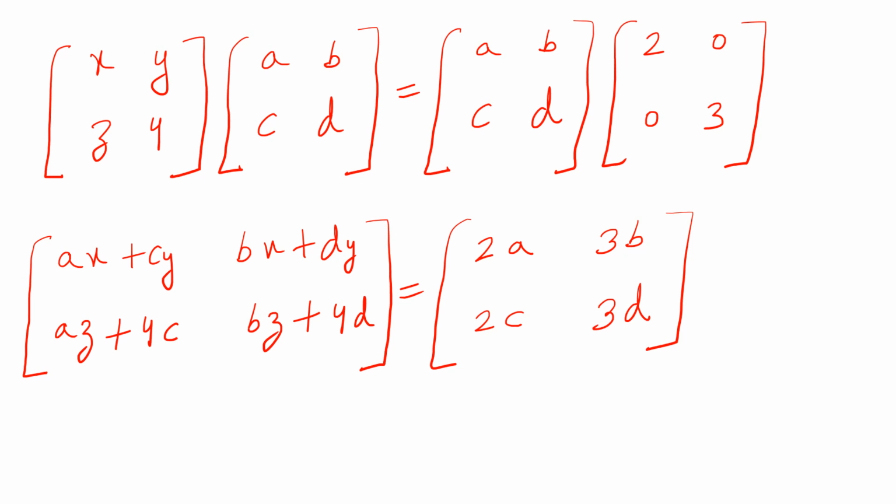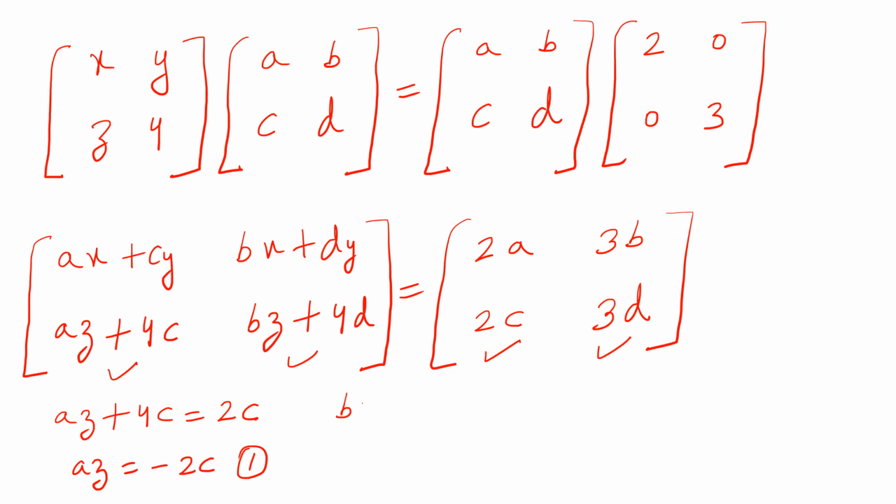Now students, since both of these matrices are equal, obviously their corresponding elements must also be equal to each other. Now if I compare this element with this element, I get an equation, and it is AZ plus 4C equal to 2C. This means AZ is equal to minus 2C. Now this is the first equation. Similarly, if I compare these two elements, I get BZ plus 4D equal to 3D. This means BZ is equal to minus D. I am calling this equation number 2.